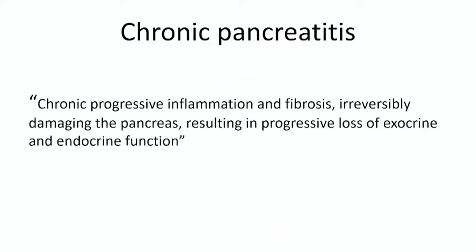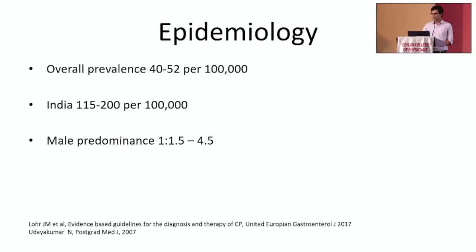So what is chronic pancreatitis? It's a chronic progressive inflammation and fibrosis which leads to progressive loss of exocrine and endocrine pancreatic function due to irreversible damage of the pancreas. Roughly, the worldwide prevalence is about 50 per 100,000 cases. However, in South Asia, the prevalence is actually more. Unfortunately, we don't have local data about the epidemiology, and there's slight male predominance.